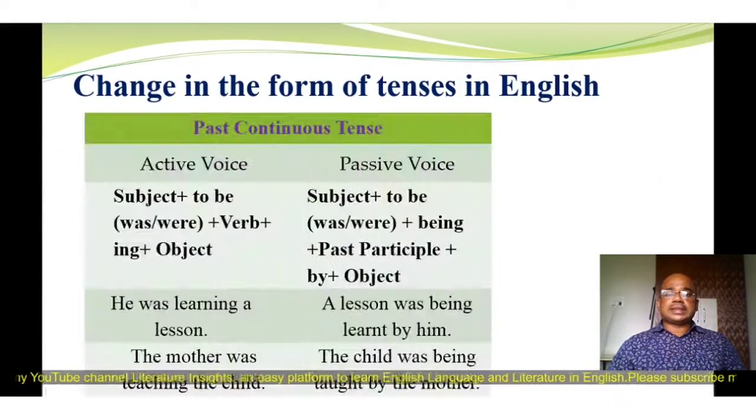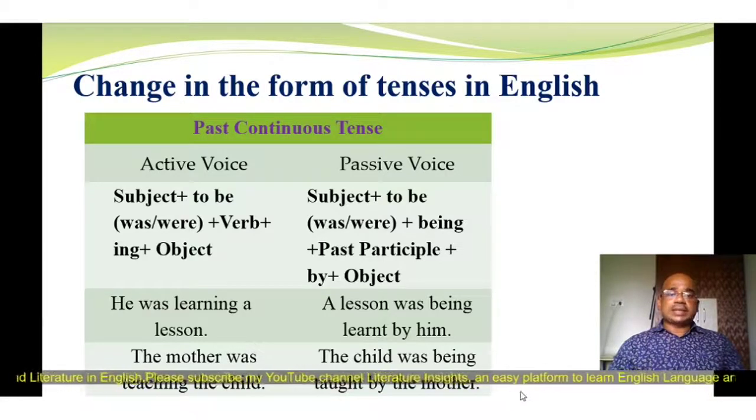The next tense is past continuous tense. So now here the structure of the past continuous tense in active voice is subject plus to be, was, were, plus verb plus ing plus object. In passive voice, subject plus to be, was, were, plus being plus past participle plus by plus object. So these are the structures of active voice and passive voice in past continuous tense.